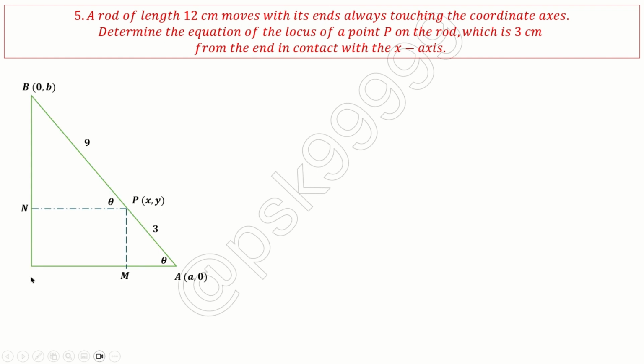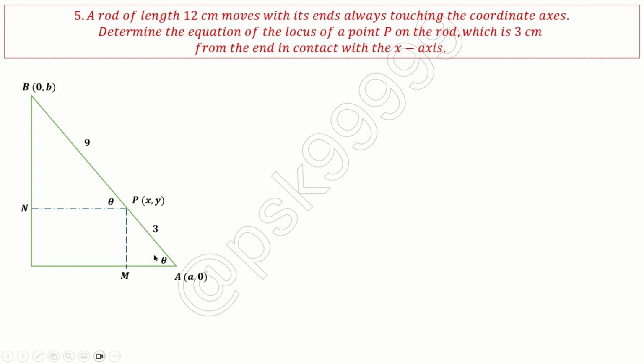If I draw something like this, my rod is 12 centimeters, that is AB. Let's say my A coordinates are a comma 0, B coordinates are 0 comma b. Then take any point P(x, y) on this rod, which is 3 from one end, in contact with the x-axis, means from this side, right? So if this is 3, this is 9, and this is my P(x, y), and he is asking the locus of this P(x, y). Very interesting.